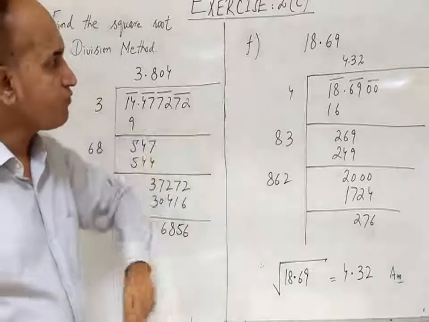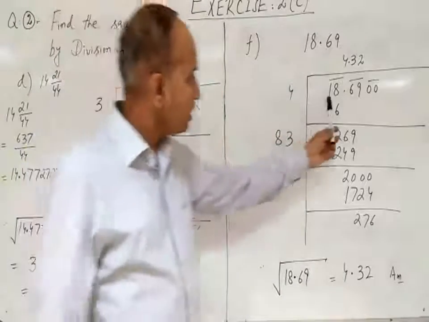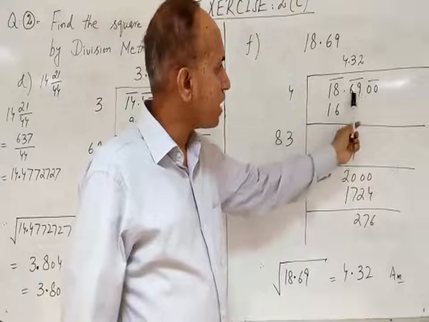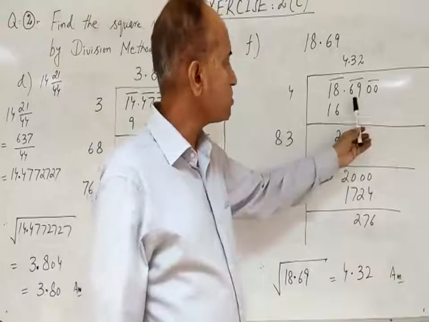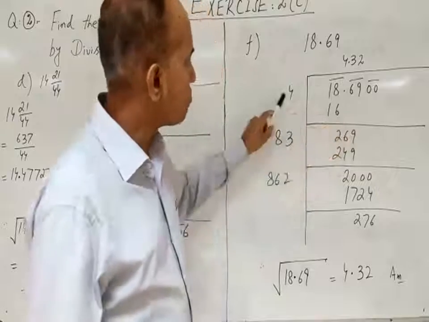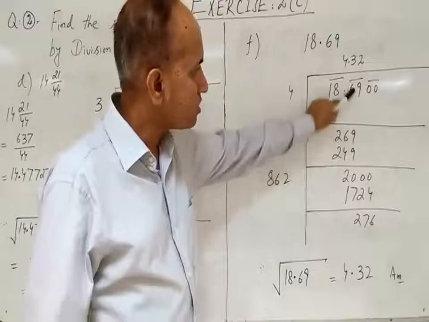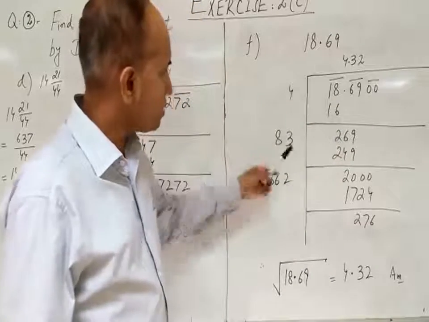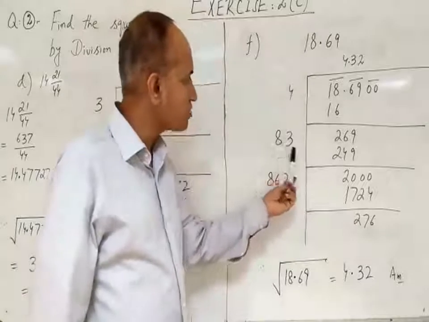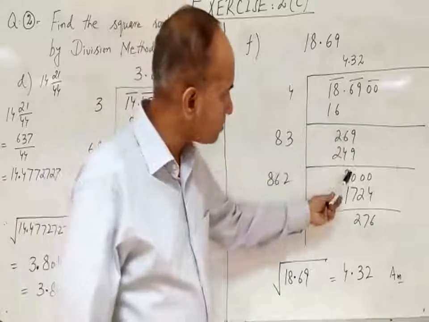In part F, we have 18.69. So we put here 18.69 and we place 0, 0, the next pair 0, 0, 6, 9 and 18. So 4 into 4, 16. We get 2 over here. The next pair is 69. 4 plus 4, 8. We place 3, 83 into 3, 249. And on subtraction, we get 20.